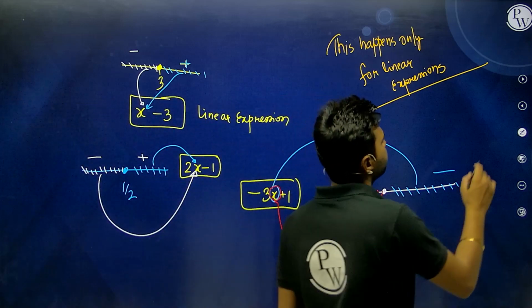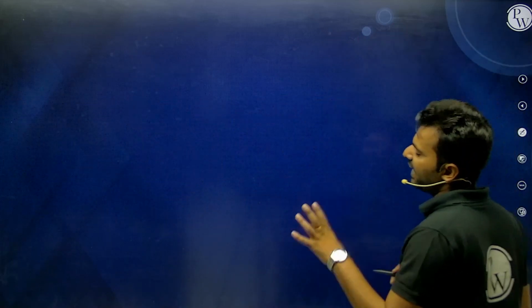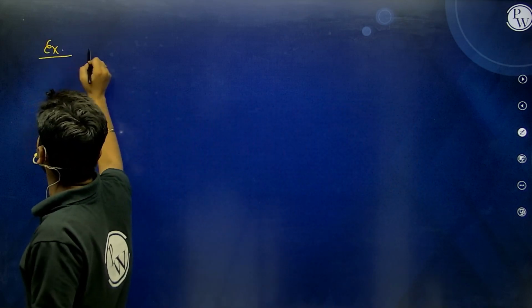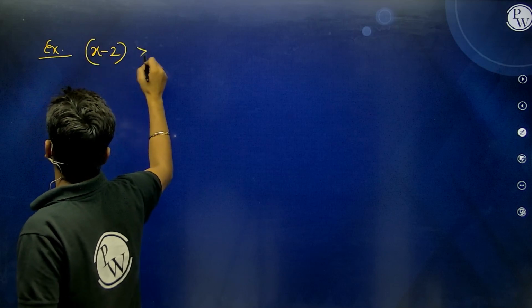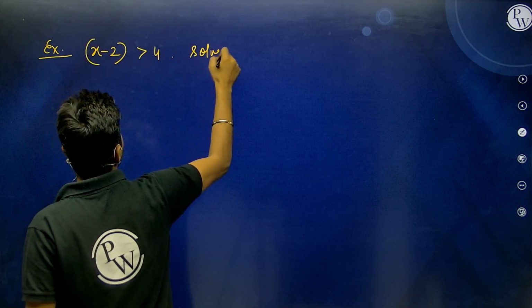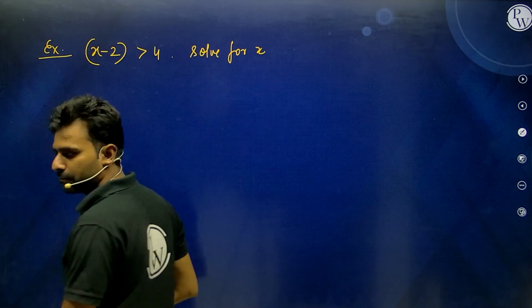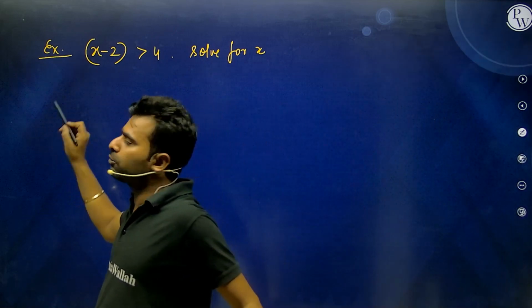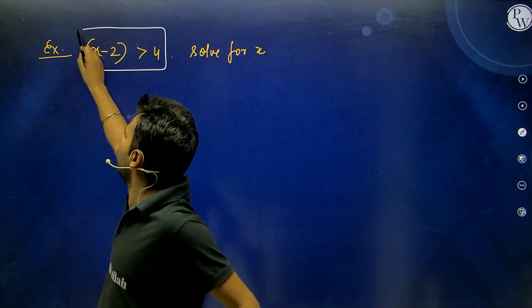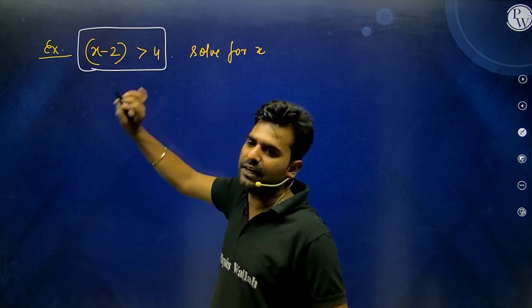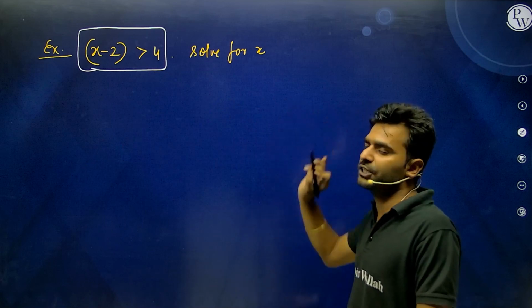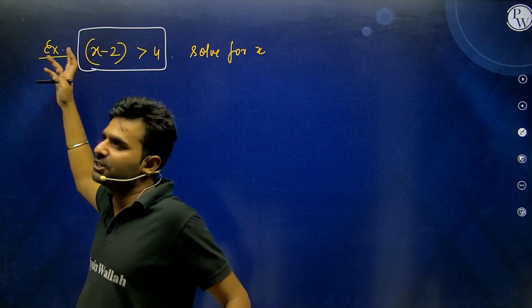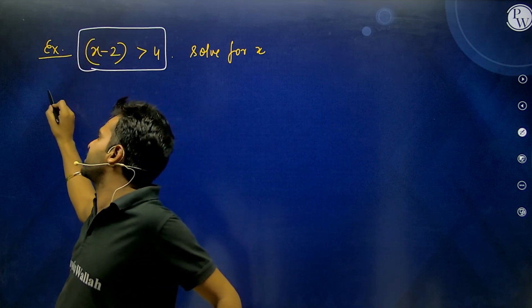All right, moving ahead. Now, let's say I give you a problem like this. Example, x minus 2 should be greater than 4, solve for x. I need to find out those possible values of x which if I put over here, this inequality is satisfied. The meaning of the question is: put those values of x over here which satisfy this inequality. That means if you put those values over here, the inequality gets satisfied.